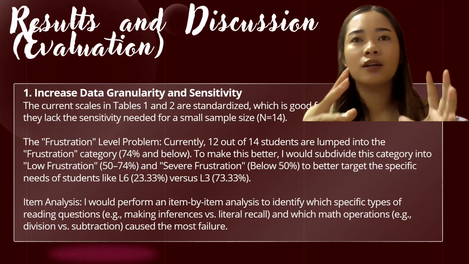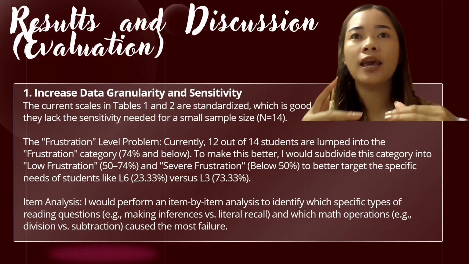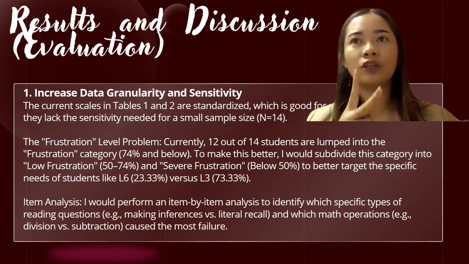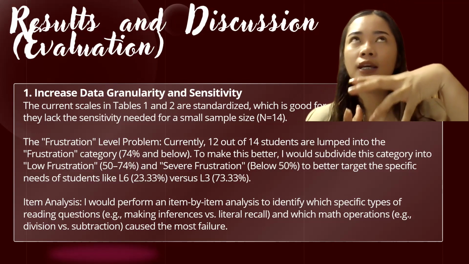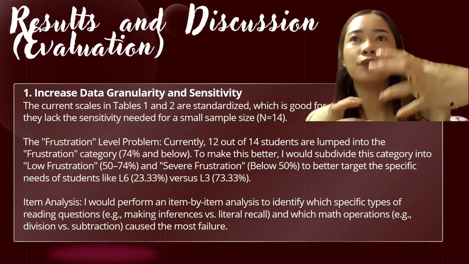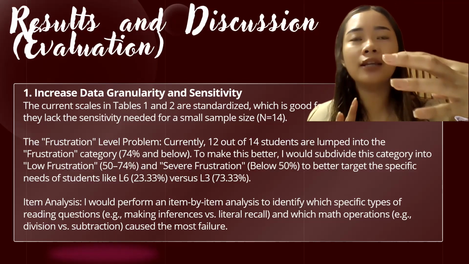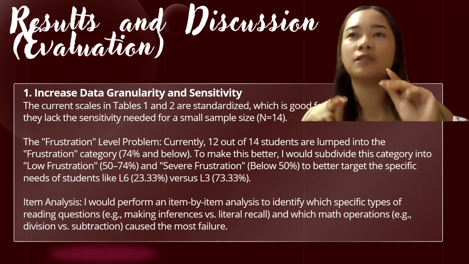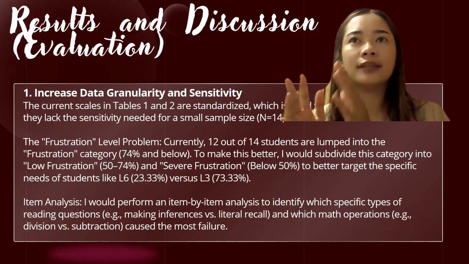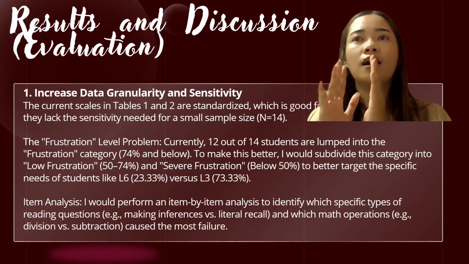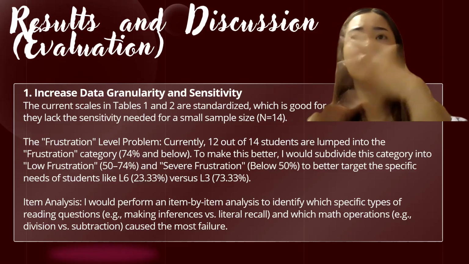The gap is quite far. So it's better to subdivide this category into low frustration and severe frustration. If we add these two categories, I think it's better, because the reading comprehension level will change into a 5-point scale, and it can already be aligned to the arithmetic proficiency skills, which also use a 5-point Likert scale.